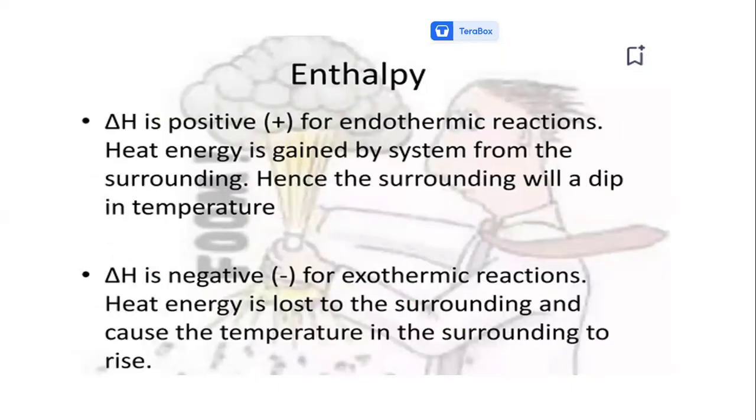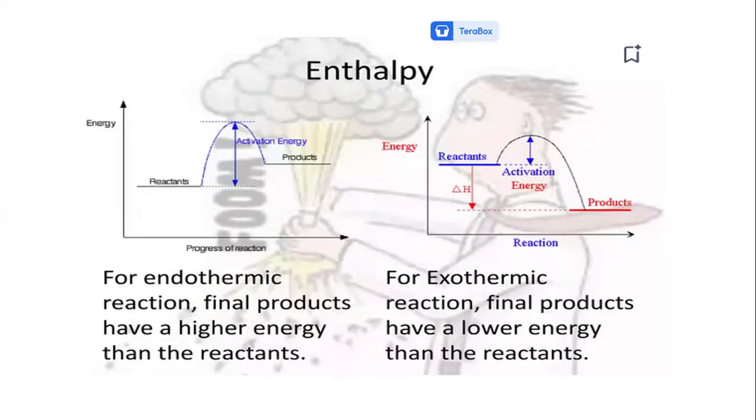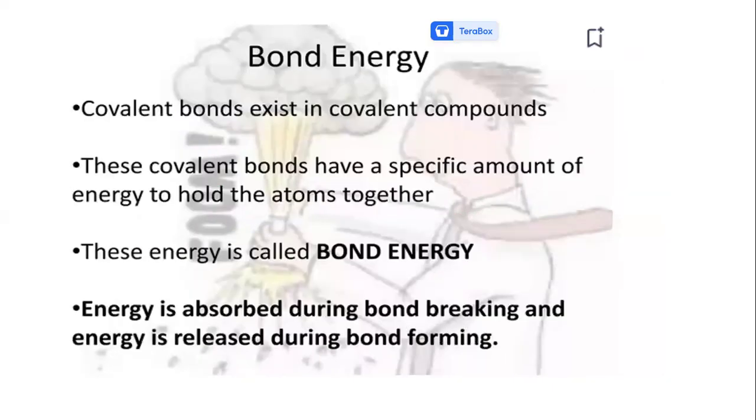Delta H is positive for an endothermic reaction. Heat energy is gained by the system from the surroundings, hence the surroundings will dip in temperature. Delta H is negative for an exothermic reaction. Heat energy is lost to the surroundings and causes the temperature of the surroundings to rise. For an endothermic reaction, the final products have a higher energy than the reactants. For an exothermic reaction, the final products have a lower energy than the reactants.